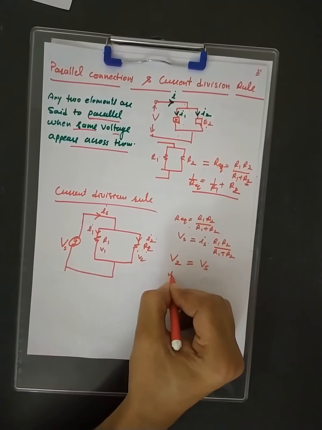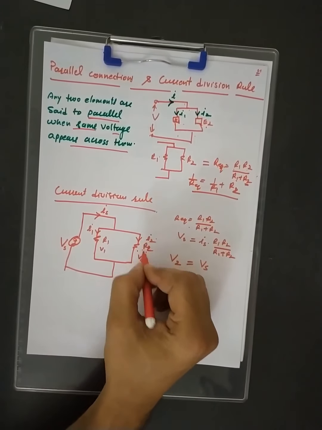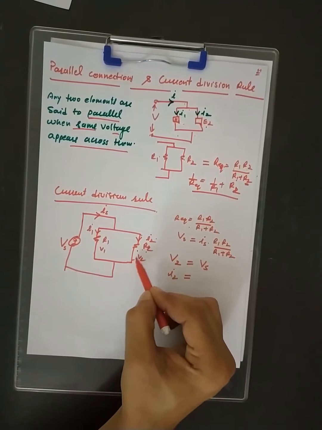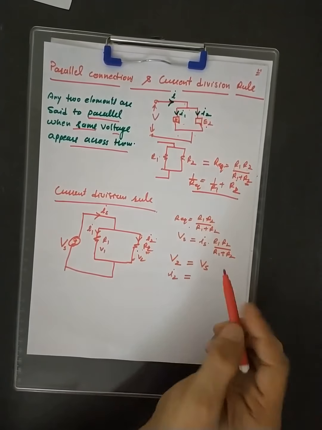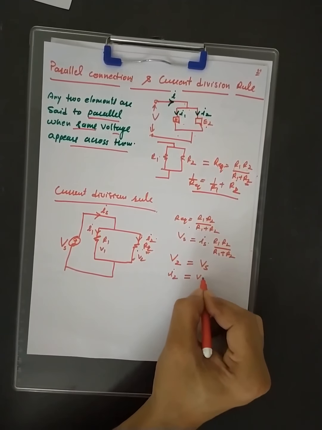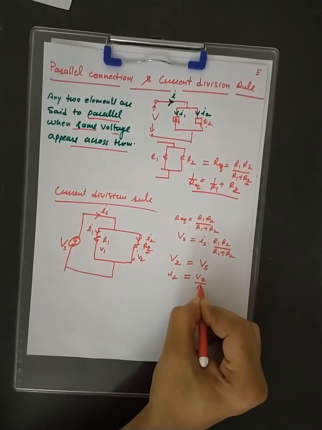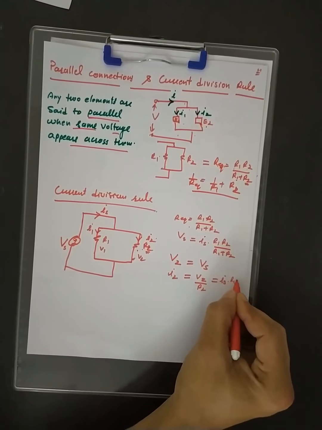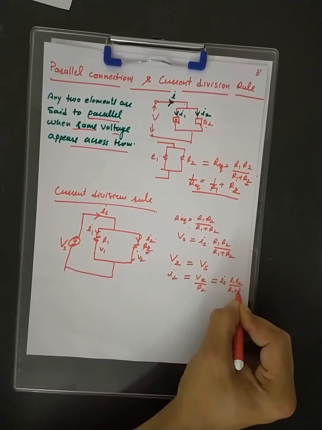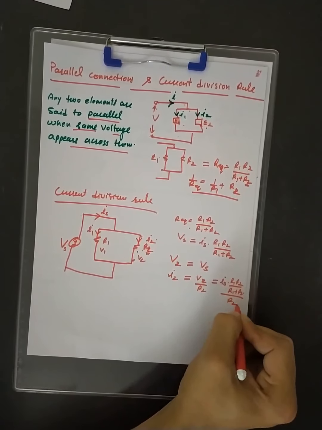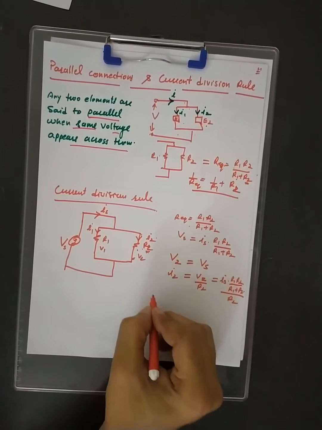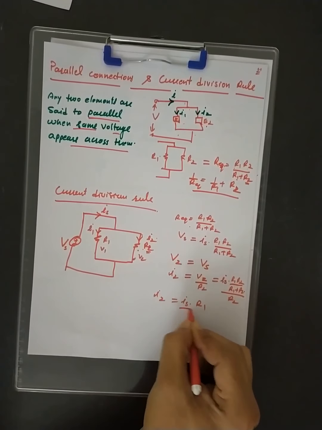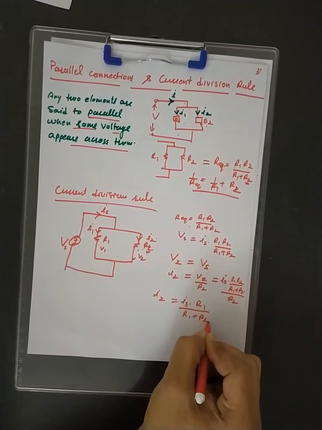Now you have to find I2. I2 is equal to, how can you find it? The voltage across this terminal, the voltage across R2, divided by its value of resistance. So it is V2 divided by R2, and V2 is equal to Vs. So write down this one, that is Is into R1 R2 divided by R1 plus R2, total divided by R2. So this will cancel out, and I2 will be Is into R1 divided by R1 plus R2.